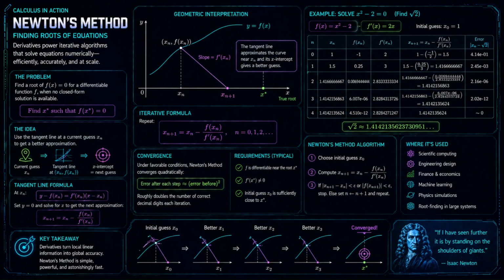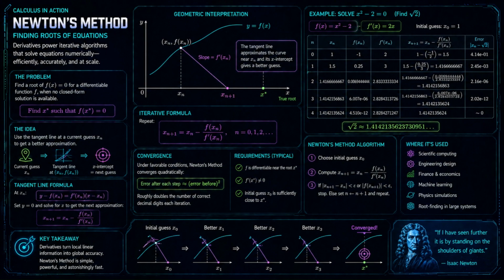Suppose we want to solve f of x equals 0 for some differentiable function f, but no closed-form solution is available. We begin with an initial guess x sub 0 near the true root. The tangent line to f at x sub 0 has equation y minus f of x sub 0 equals f prime of x sub 0 times the quantity x minus x sub 0. Setting y equals 0 and solving for x gives the next approximation x sub 1 equals x sub 0 minus f of x sub 0 divided by f prime of x sub 0.